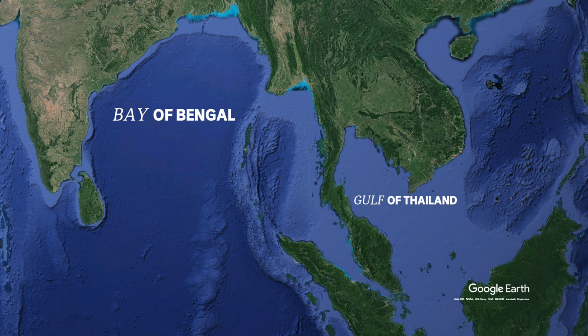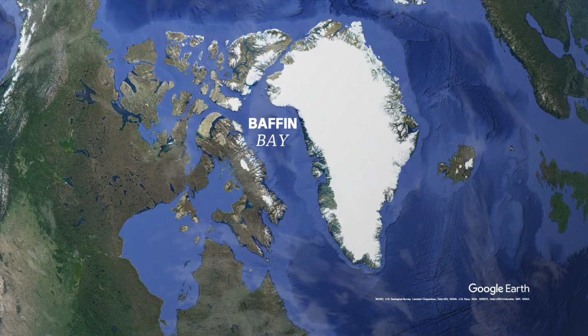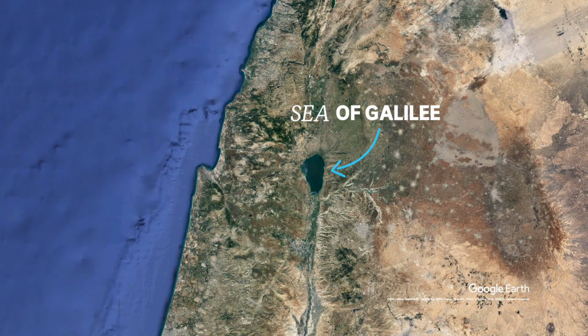Just like how the Gulf of Thailand should be way bigger than the Bay of Bengal, how Baffin Bay is really technically a sea, and how the Sea of Galilee is quite obviously a lake. The names have stuck, so here we are today.